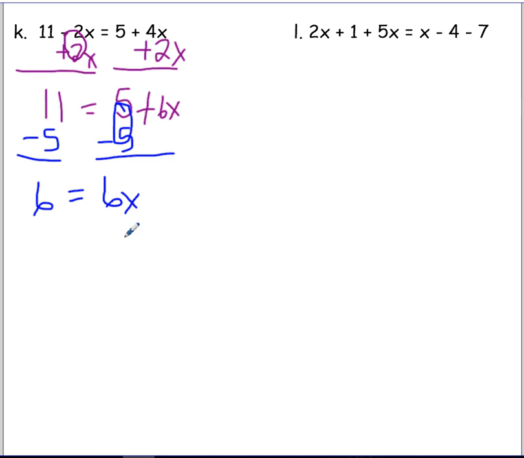And so our last step then is to get rid of the 6 that's being multiplied by the x by dividing it off. So we'll divide 6 to the other side as well. And we're left with 1 equals 1x, or 1 equals our x.